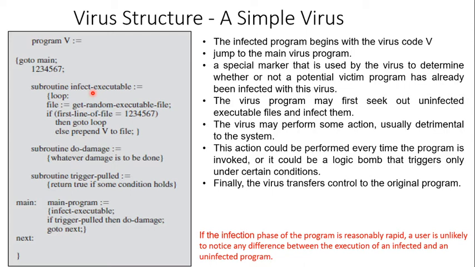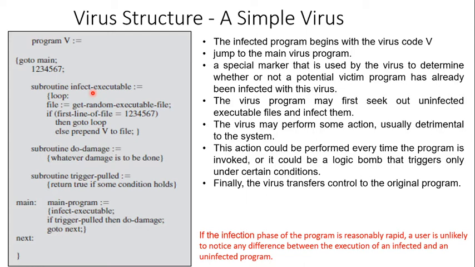If the file ABC is already affected by the same virus, then it need not affect it again, because there is no need of killing the same person multiple times. If you already killed the person, there is no need to keep killing the same person again.